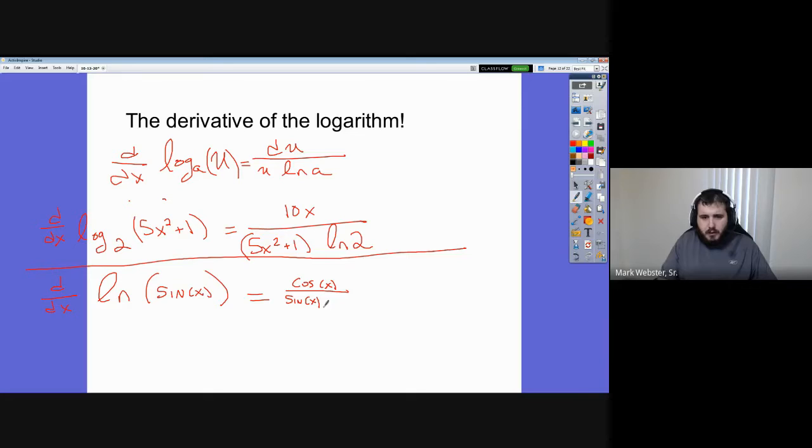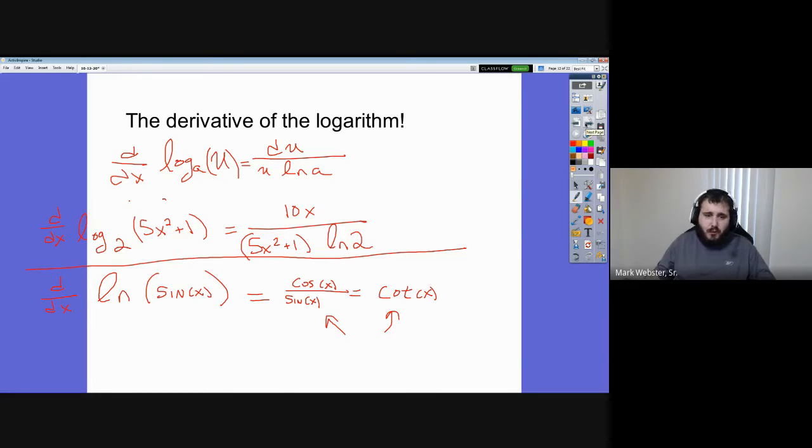And for, like, the AP test, if you're writing this out as one of those free response things, you can leave it as cosine over sine. But I guarantee you at some point someone will encourage you to take this and simplify it and say this is cotangent. But like I said, this is good, that's good, it's all good.